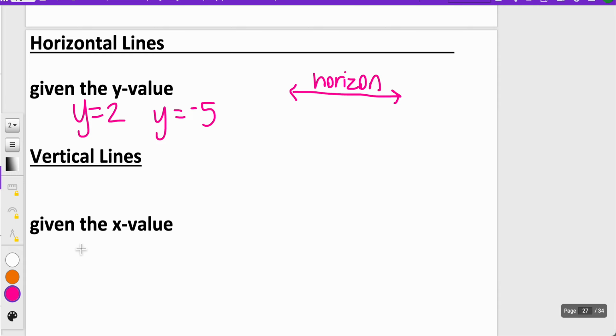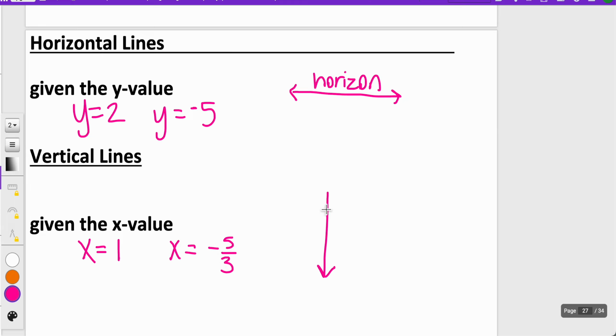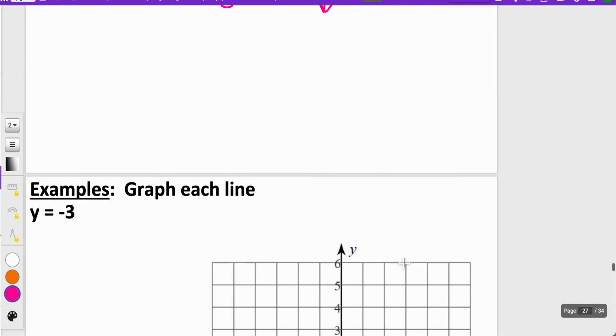Vertical lines, you're always given the x values. That's like x is equal to 1 or x is equal to negative 5 over 3. And vertical lines are up and down. So if you've got your notes, you're going to copy this down. If you need to, you can pause the video. Otherwise, we'll keep going with some examples.